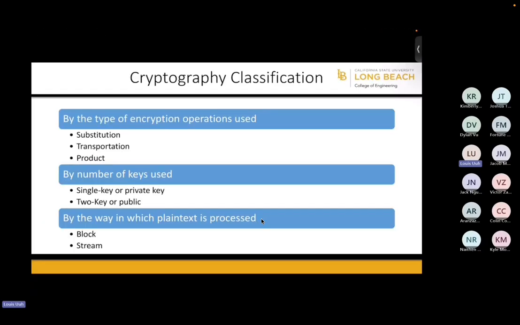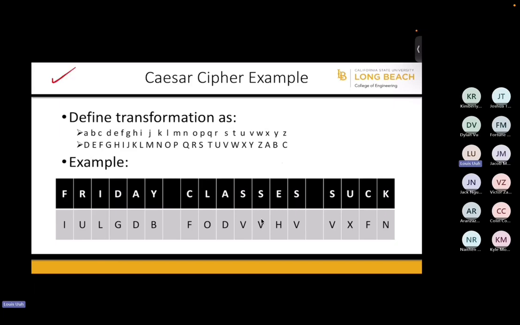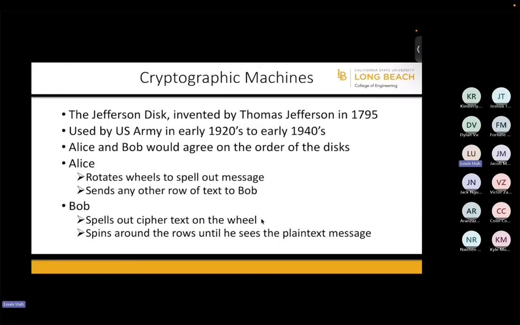On lecture two, the cryptography classification will be in there. Again, we have substitution, right? So Caesar cipher, ROT 13. You will see those in there. No history.